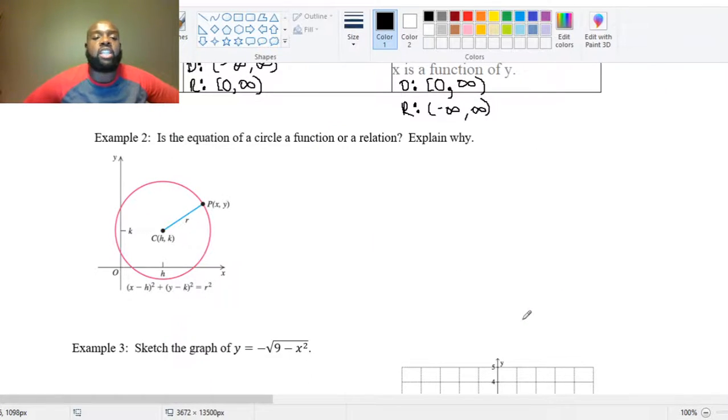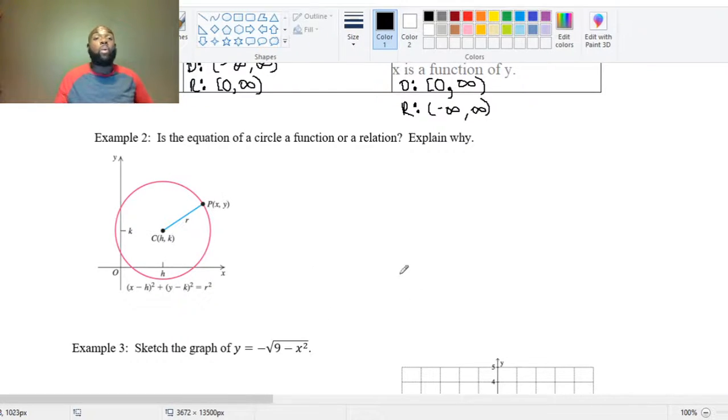Example 2: here is the equation of a circle. Is it a function or a relation? Or just a relation? We know that a function is a special relation, but is it just a relation, or is it a relation and a function? I guess that should be a better question.